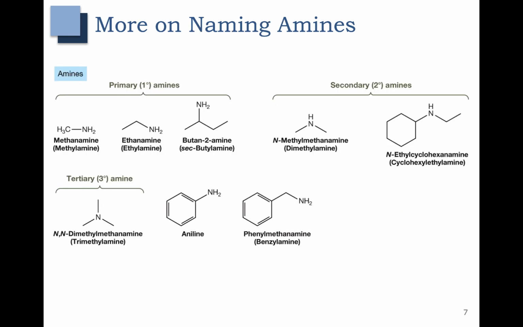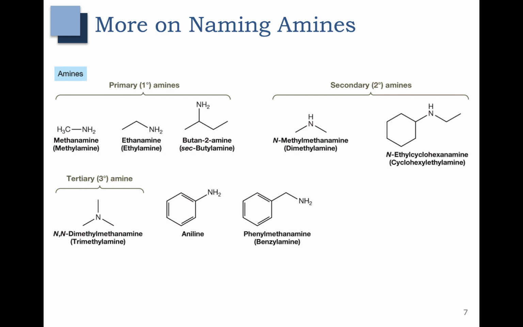Here's a little bit more on naming of amines. We have a couple more examples of primary amines. That means that we have 2 hydrogens attached to the nitrogen and 1 carbon group. So we have ethanamine here and 2-butanamine. Those are both other examples of primary amines. We also have more examples of secondary amines.